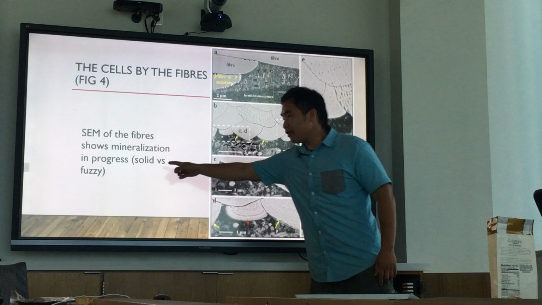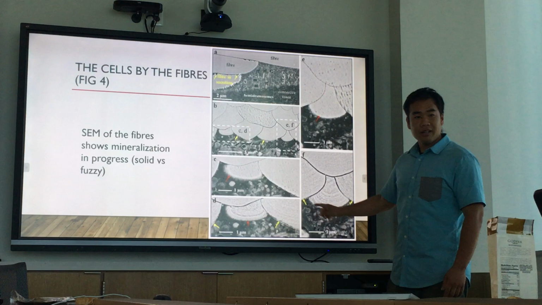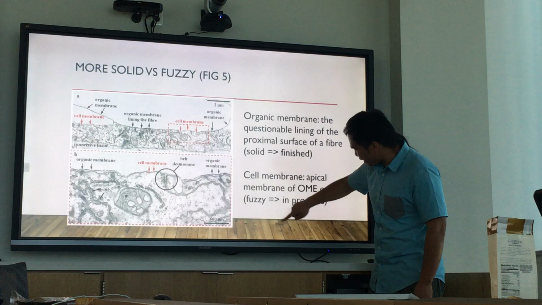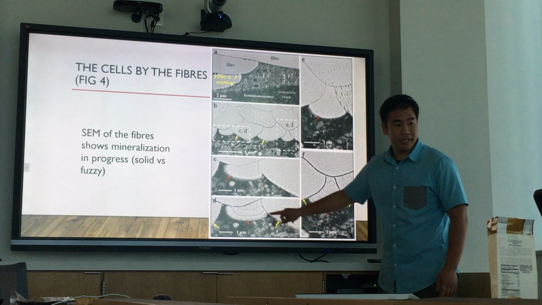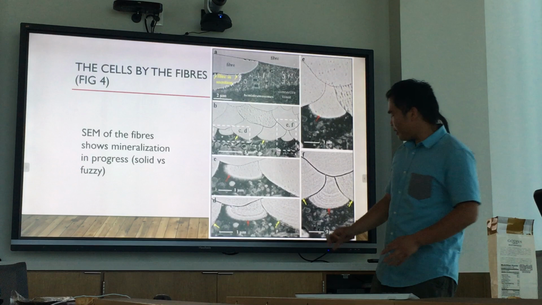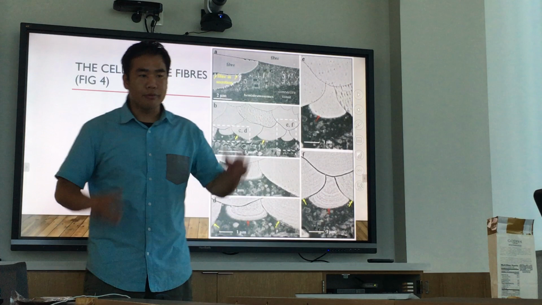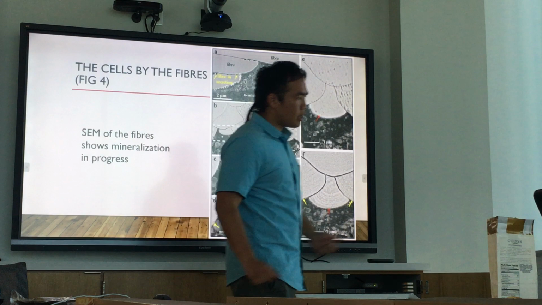Look, see this one with the red arrows? That makes sense, right? That's the one that's not completely formed yet. And the ones that are solid, these black ones, and this one right here. It's a touch screen. This one right here is not fuzzy, and these black ones. So those are completed. They say that this line right here that is completed, that's not fuzzy, is that organic layer between the fibers that I was talking about earlier. And so the Brachiopod puts on the organic layer after they're finished making the fibers.